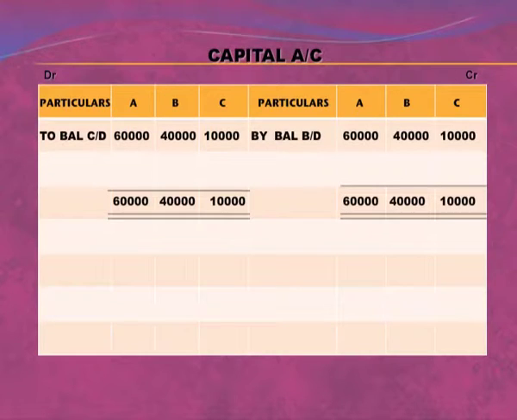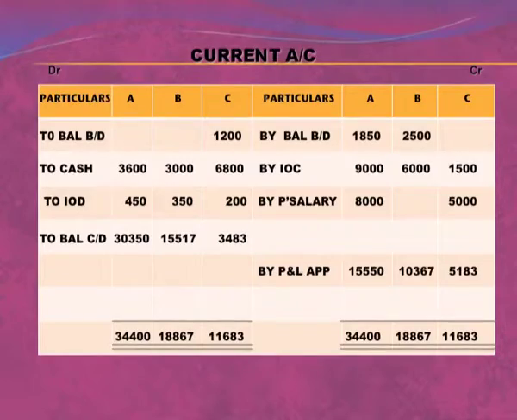Under the capital account, that is the fixed capital account, we will just transfer the opening balance and that opening balance will become the closing balance. Now we will prepare the current account. On the credit side of the current account, first of all we will transfer by balance brought down, that is the opening balance of the current account in A and B. C's debit balance is given, so we will transfer the opening balance of C on the debit side, that is, to balance brought down under the column C 1,200.